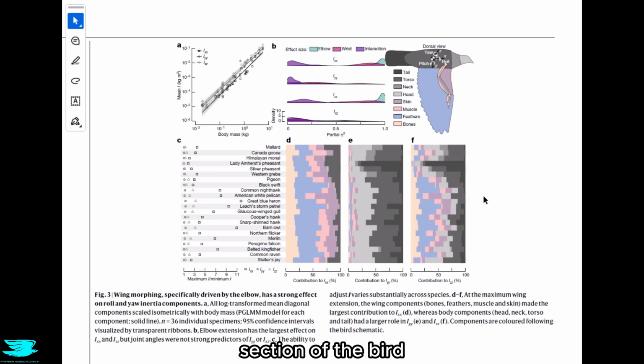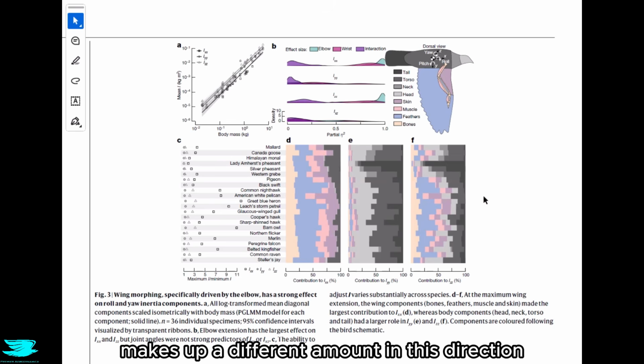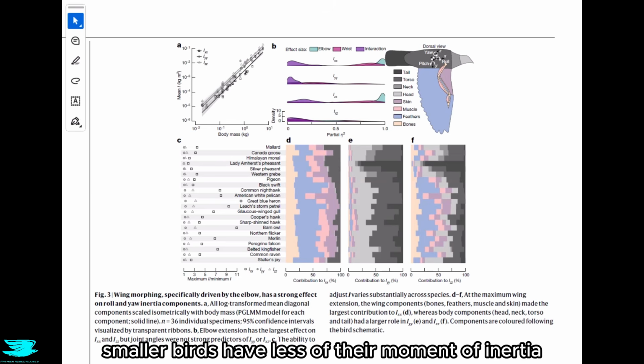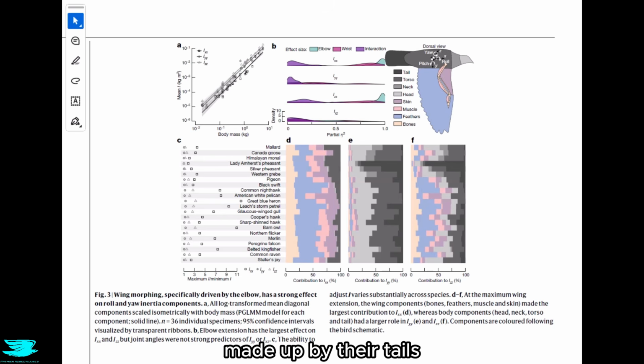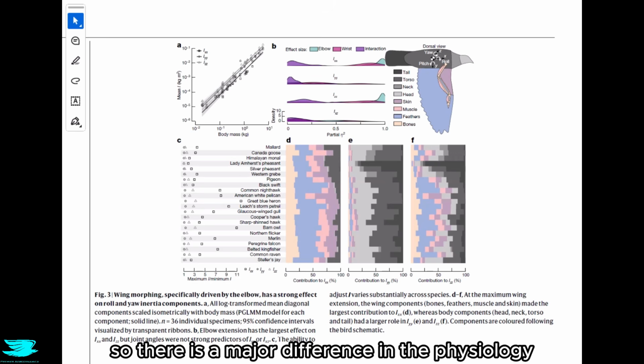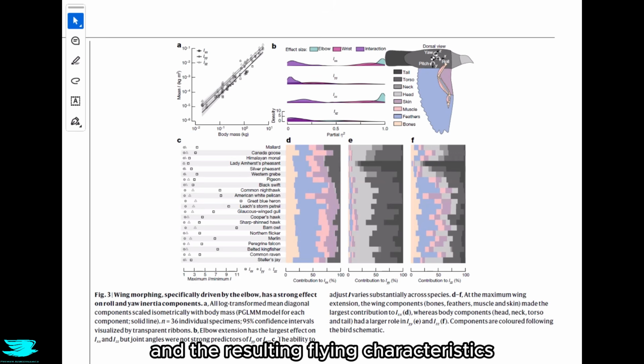So each bird varies quite a lot, and each section of the bird makes up a different amount in this direction. Overall, it seems like smaller birds have less of their moment of inertia made up by their tails and even their heads and necks here. Larger birds have more of their inertia made up by these sections here. So that is a major difference in the physiology and the resulting flying characteristics based on the bird's geometry.